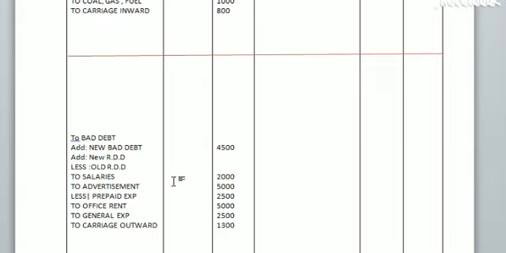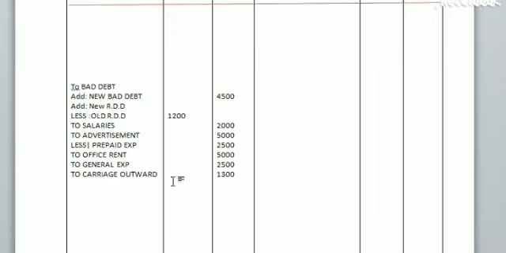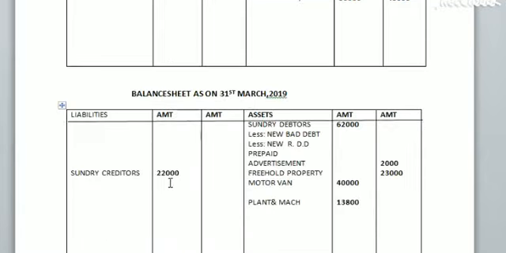Old RDD, it is given here 1,200. The next is bills payable 12,000 rupees, liability side. So after sundry creditor, bills payable, the amount will come in outer column because there is no adjustment related with this. Amount is given here 12,000 rupees.